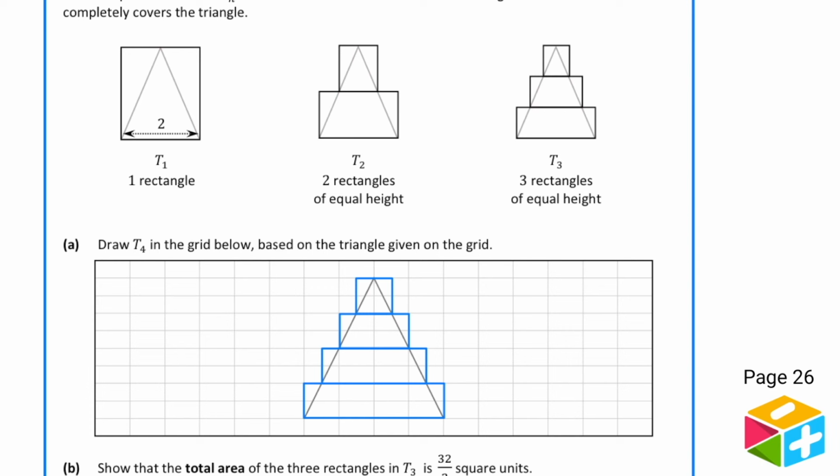To draw the pattern, we should start by drawing horizontal lines through the triangle. We start by drawing a line along the base. Then we move up 2 units and draw a line. From here, we move up another 2 units and draw a line. And finally, we move another 2 units and draw a line. These 4 lines represent the bottom side of each of the 4 rectangles. To finish the pattern, we simply need to draw in the other 3 sides of each rectangle.